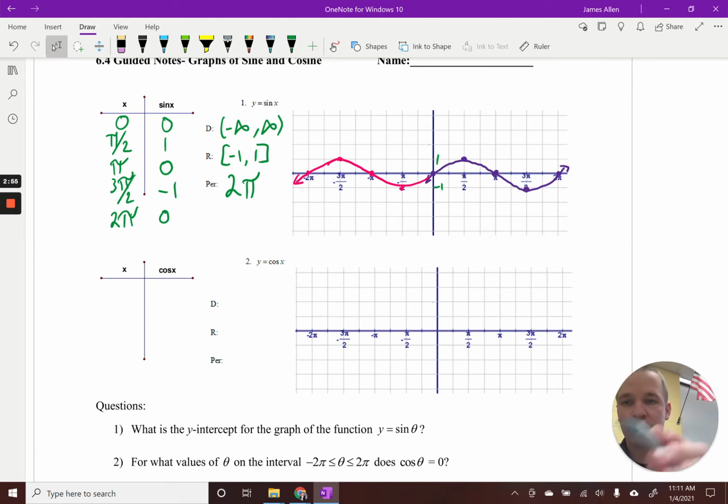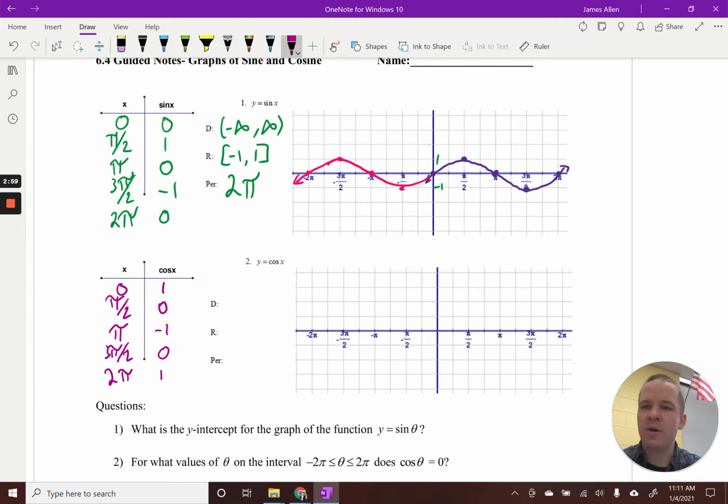So for cosine, we can go through the same exact process. I'm going to pause for a sec. And here are the ordered pairs associated with cosine, right? I'm using my quadrantals once again. That's my x coordinate when I'm dealing with the unit circle. Okay, so at 0, that's going to be 1. Cosine of pi over 2 is 0, so on and so forth. So now let's plot these points just like we did with the other one. I'll pause again to save a little time.